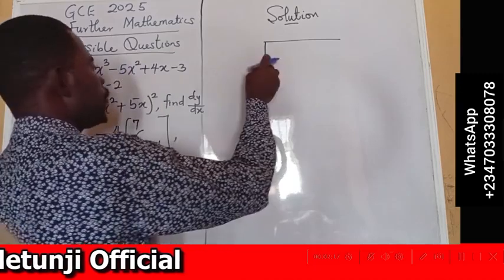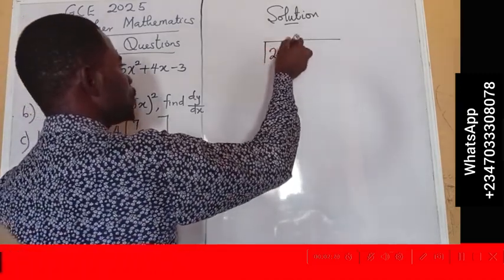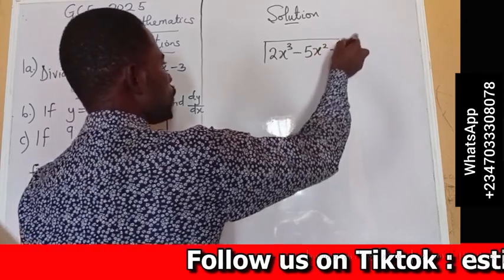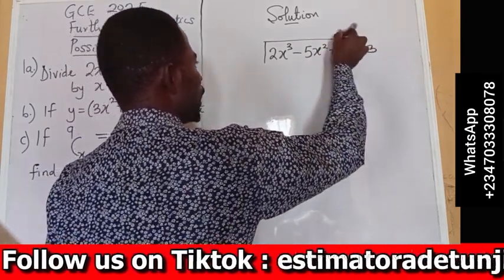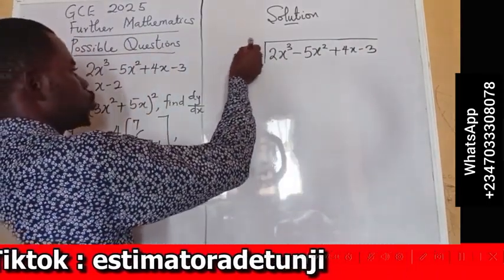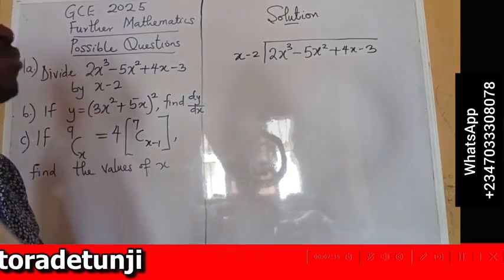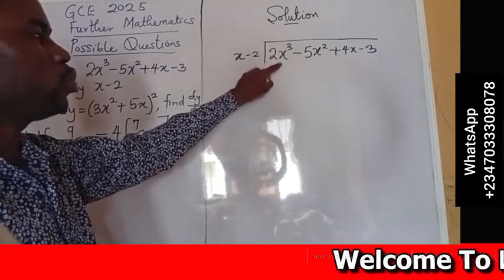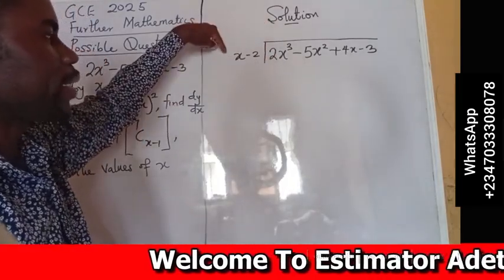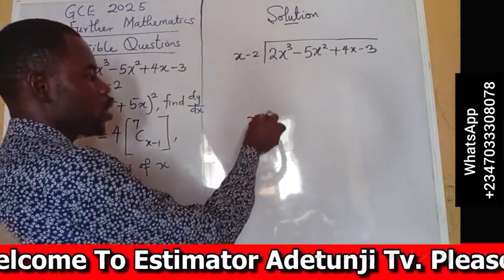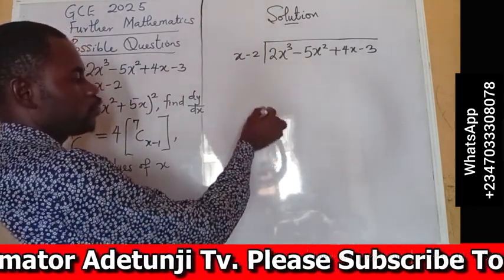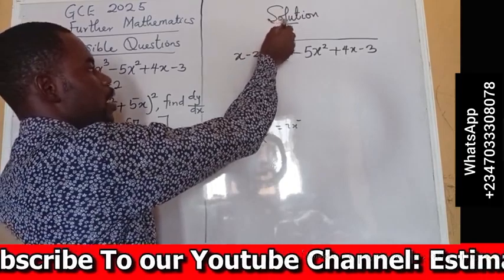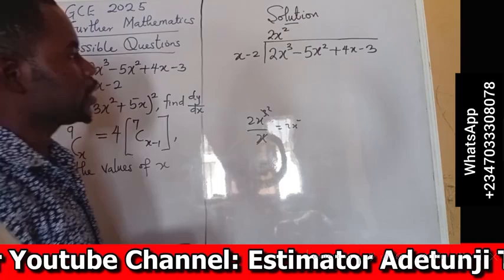I will put my f of x here, that is 2x cubed minus 5x squared plus 4x minus 3. Likewise, the divisor, I'll put it here, x minus 2. How I'm going to do this is a very simple thing. Look at my hand here, x. Look at my hand here, 2x cubed. 2x cubed divided by x. Now this x will be removed from here and you have 2x squared. That's what we are doing. So we have 2x squared. Now you have gotten the answer for the division of this.